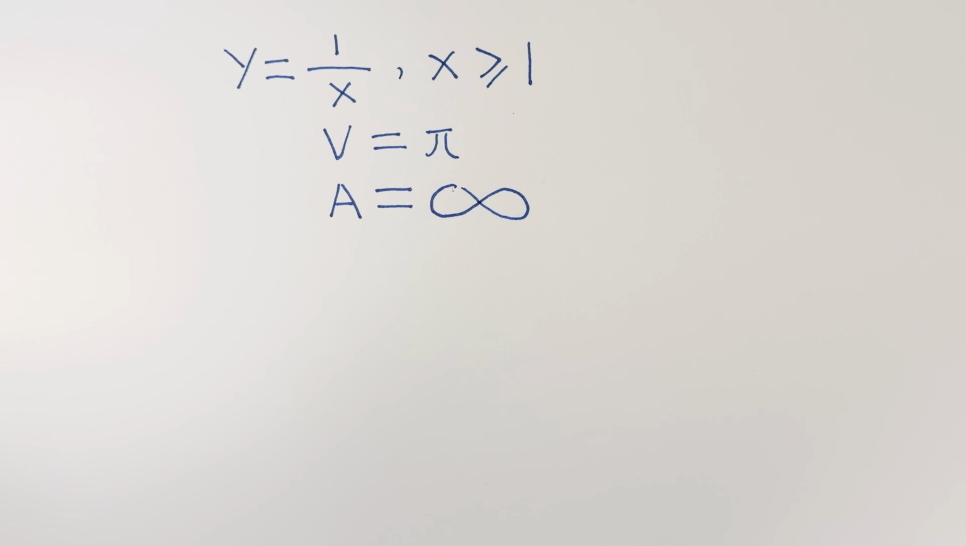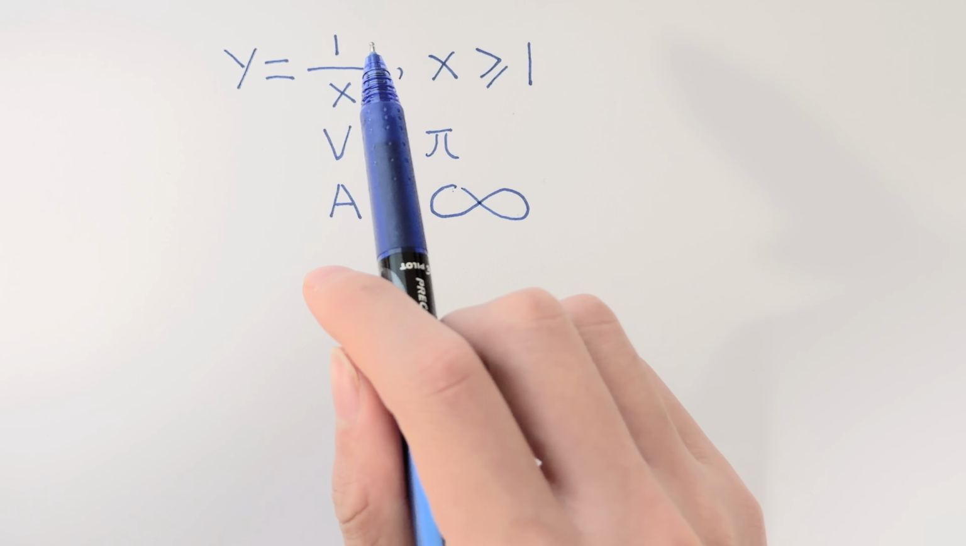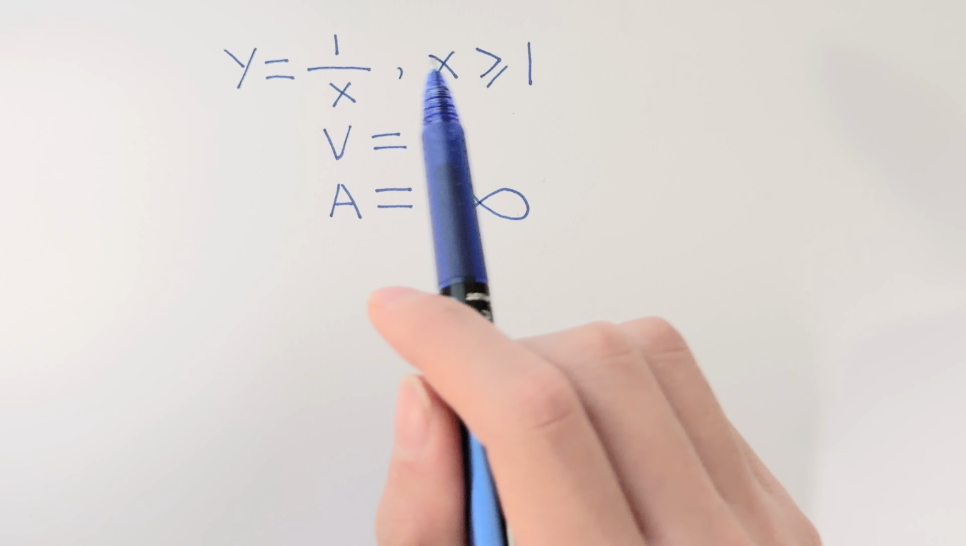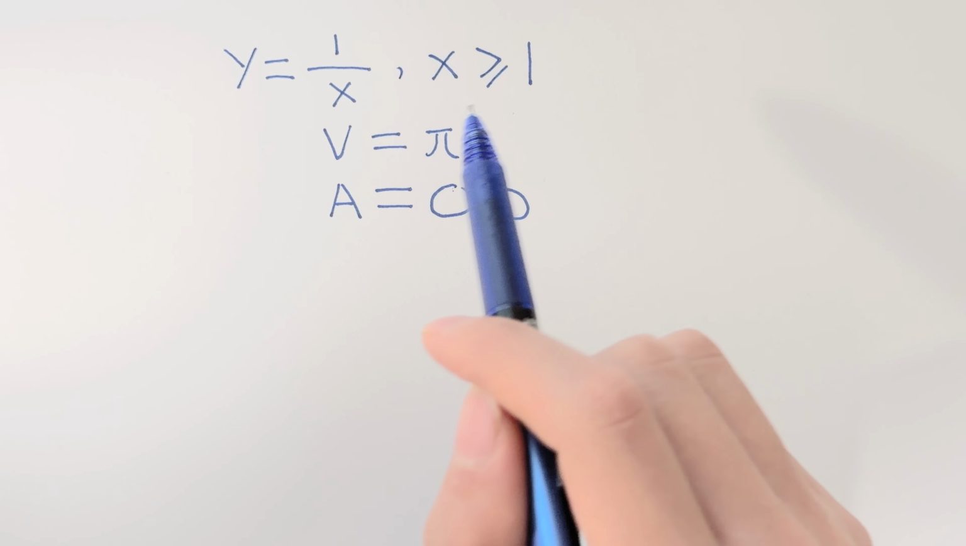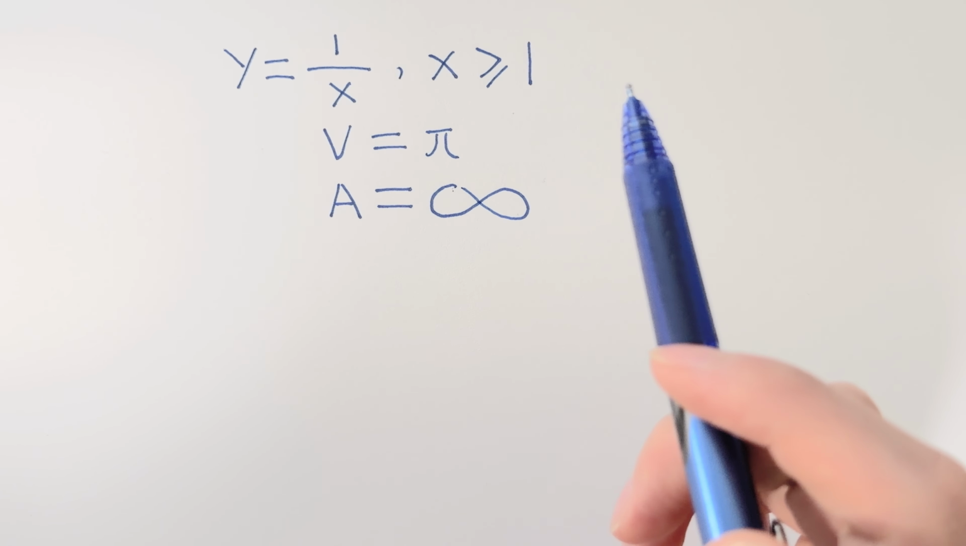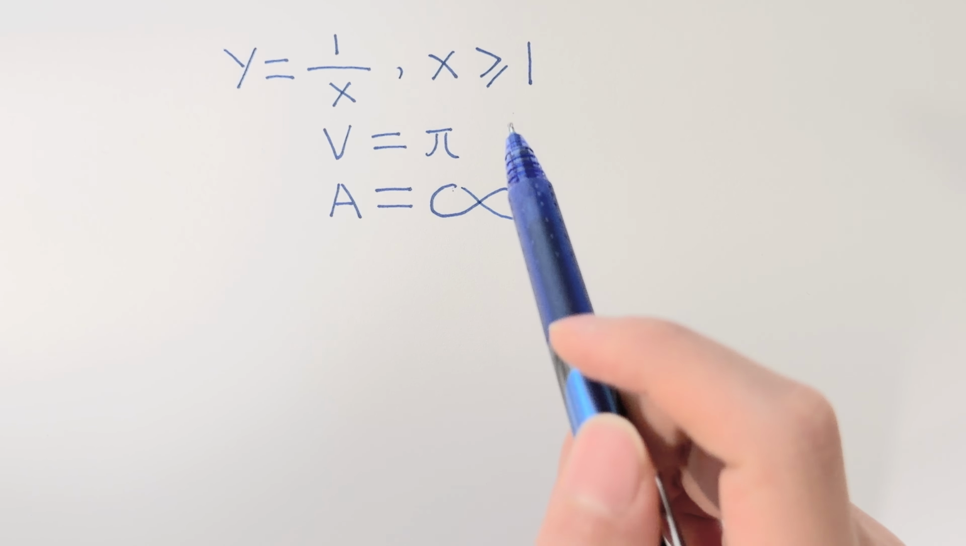To build this shape, we start with a simple reciprocal function, y equals 1 over x. We only care about the part where x is 1 or greater. Now imagine spinning this line around the x-axis like a piece of wood on a lathe. This creates a 3D solid of revolution known as Torricelli's trumpet.